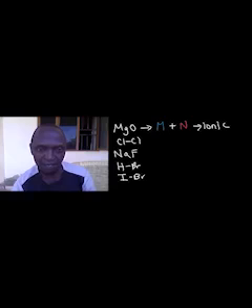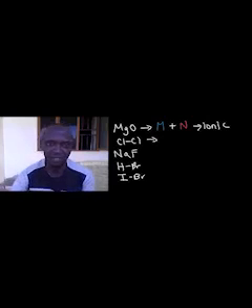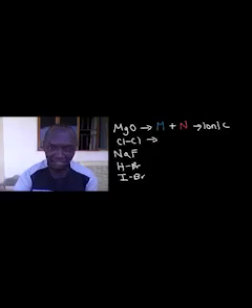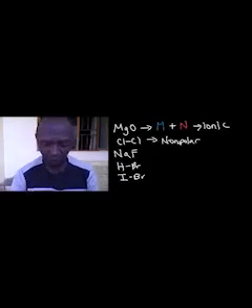If you look at sodium and fluorine, sodium fluoride, sodium is a metal and the fluorine is a non-metal. So automatically you're going to form an ionic compound.